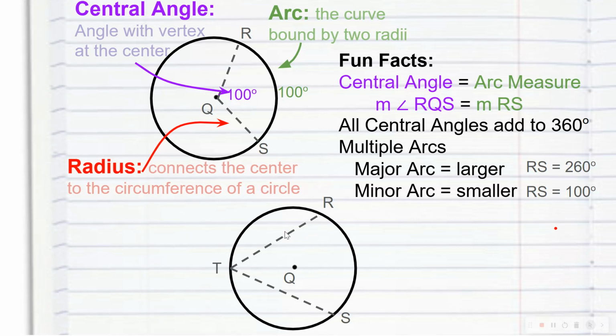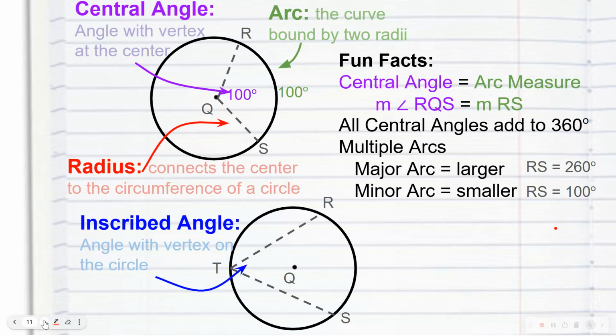Okay, so angle T. If I look at angle T, again, I'm going to assume this RS is the same as this arc RS. If you just think about it, hopefully you understand that angle T has a smaller opening, or it's a smaller angle than this angle Q right here. This one's bigger, so hopefully you understand that angle T is going to be less than angle Q, so it's going to be less than 100 degrees.